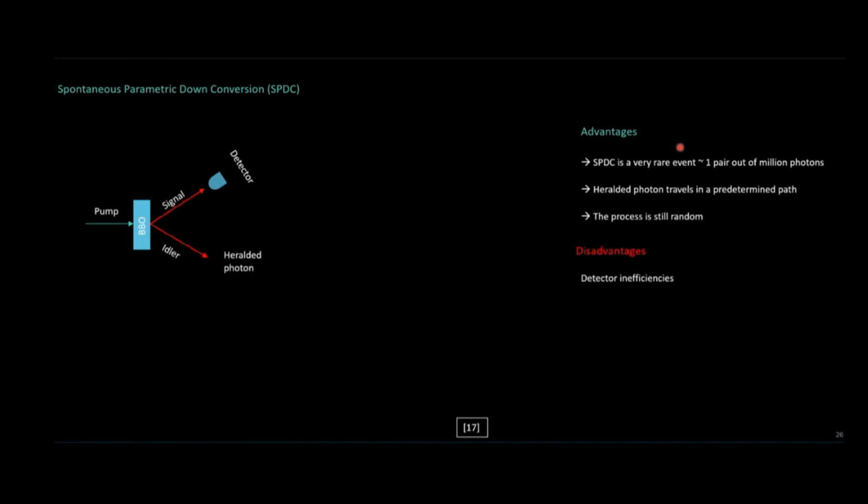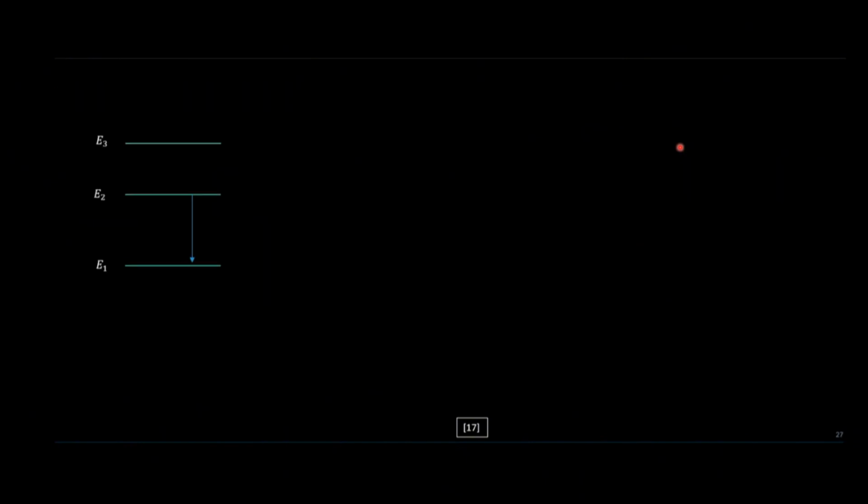The process will still be random, but the disadvantage is that sometimes we'd get some kind of false positive. So the detector would detect something when there is nothing, or on the other hand, it wouldn't detect anything when there should be something. So also we can generate a single photon source in a different way.